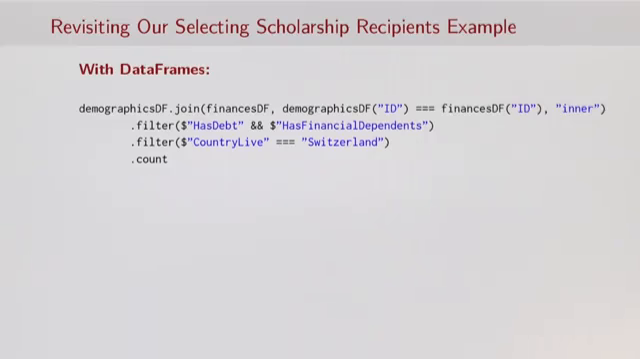So looking a little bit more carefully at our code, we take the demographics data frame, we call join, we pass to it the finances data frame, and then we say that we want to choose as keys the IDs from both of these data frames. Finally, we're just explicit here about the fact that we want to do an inner join. We want to keep all keys that exist in both data sets, and then we filter, passing through the people that have debt and financial dependence, and the people who live in Switzerland. And finally, we count the rows in our resulting data frame.